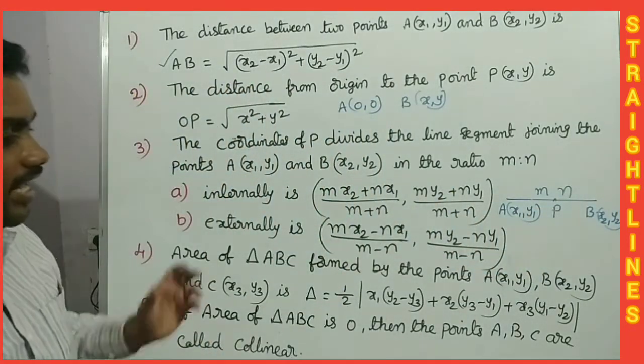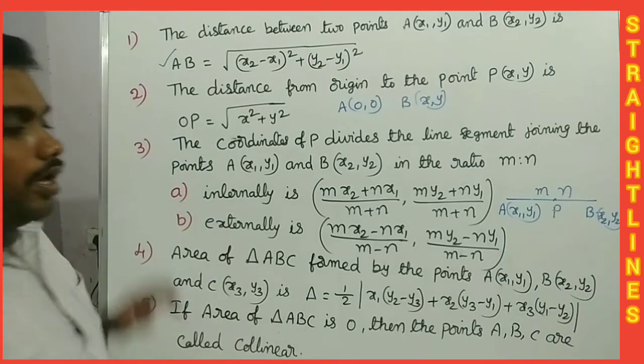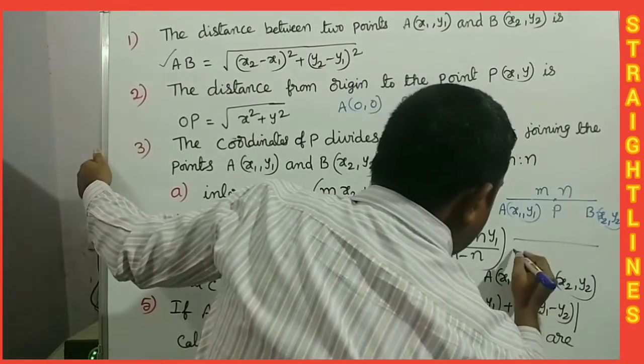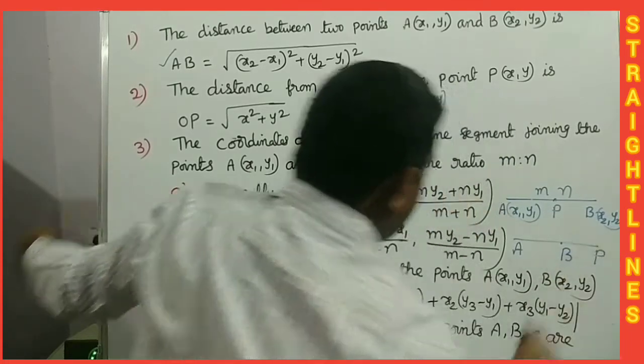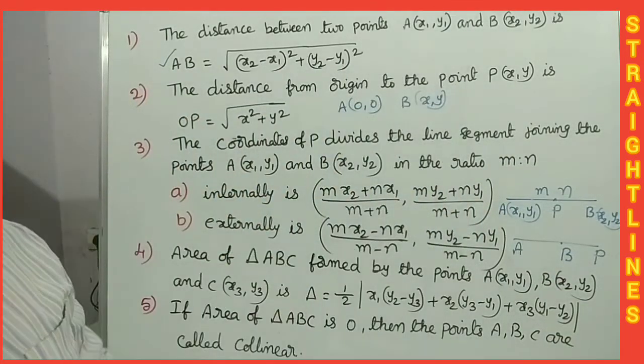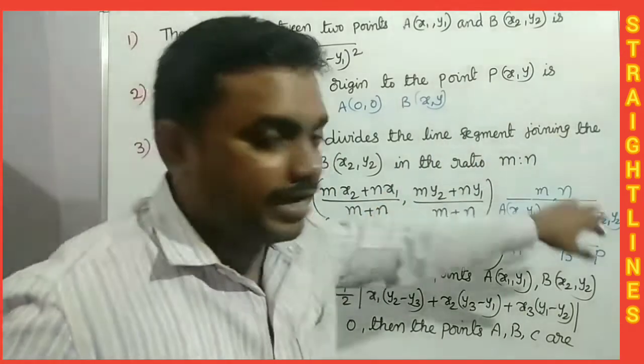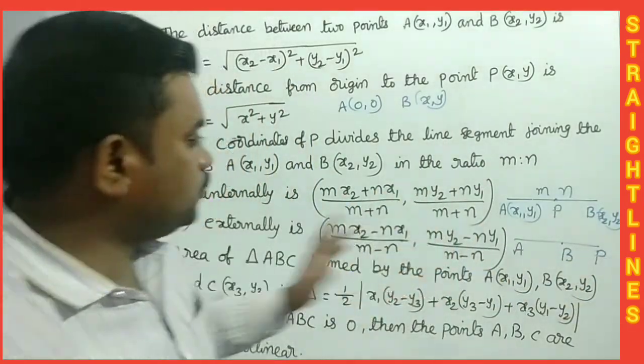Next, point P is external. Here you may have one doubt. It is A, B, P. External division means P is outside AB.